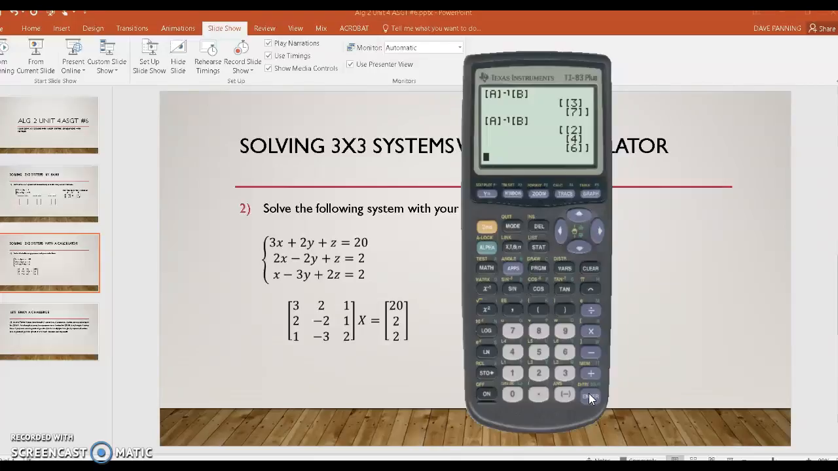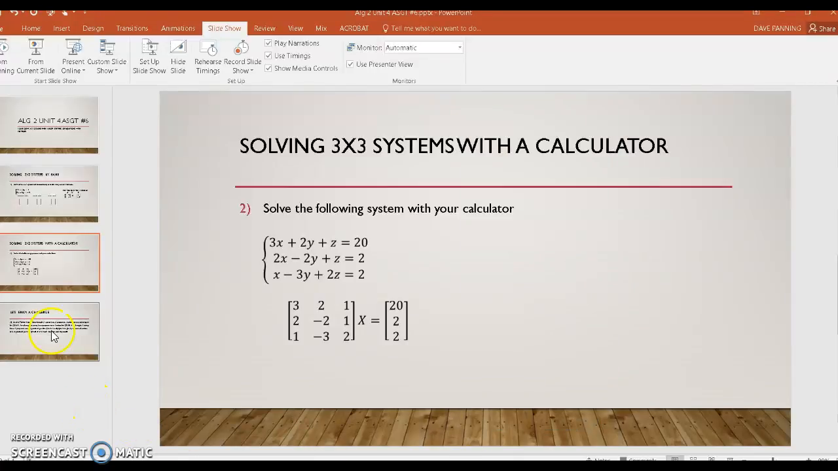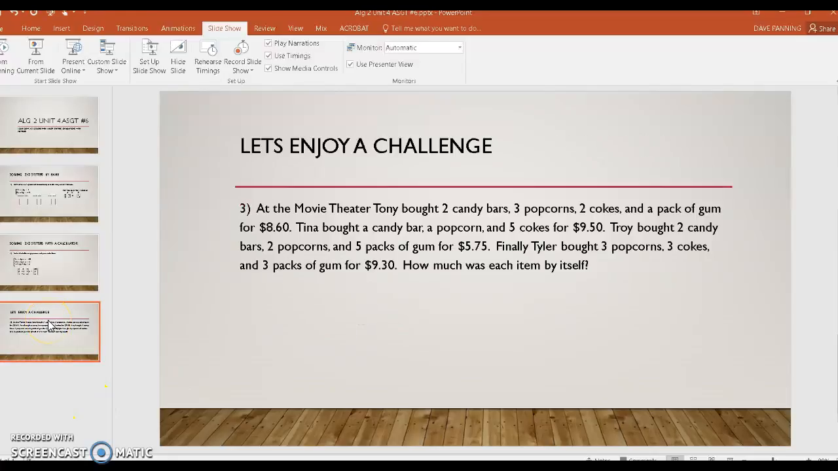So solving a 3 by 3 system of equations is really that easy. Okay, so let's go on to our next problem here. This is a challenging one. We've never done a 4 by 4 system, and that's what this is. And it's not set up for us, so we'd have to set it up ourselves.